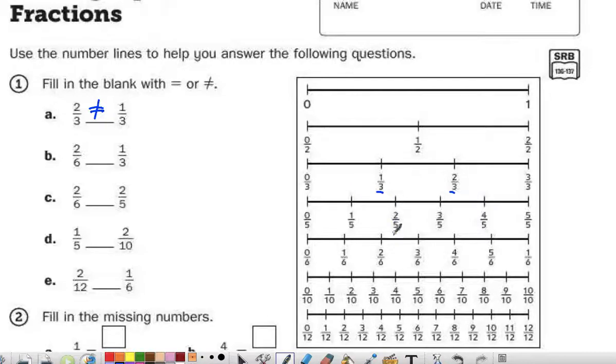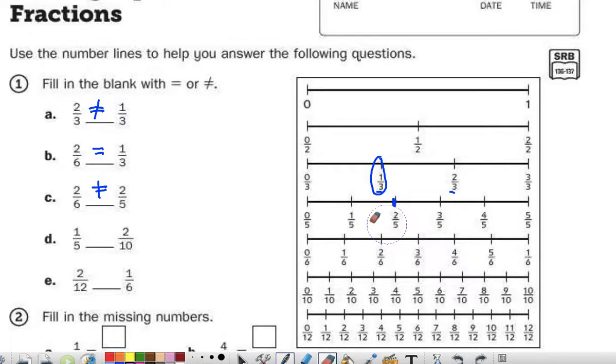2/6 and 1/3. If I find 2/6 here, and 1/3 is here, they are in fact equivalent. 2/6 and 2/5. So here's 2/6 and here's 2/5. Not equivalent. Looks like 2/5 is larger.